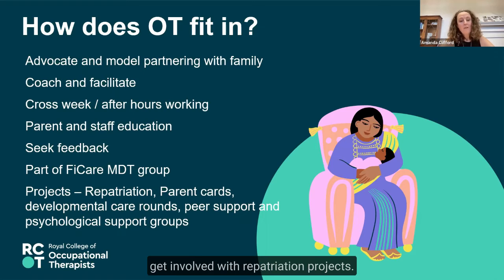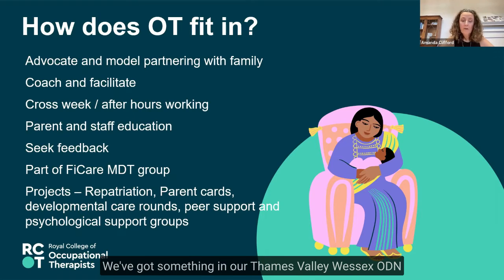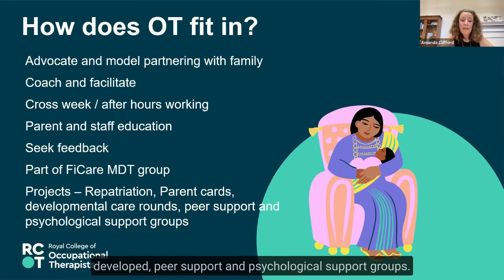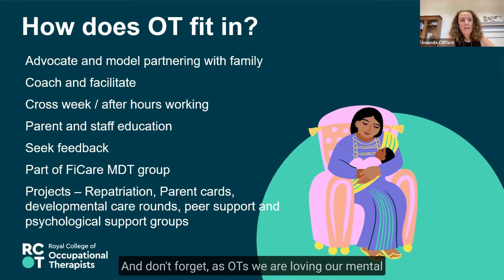So things like you can get involved with repatriation projects. We've got something in our Thames Valley Wessex ODN with the parent cards that we're working on. Getting involved at a network level is really important. There are already things going on outside of your unit, so have a look at that too, because that will influence where you're at. Developmental care ward rounds to be developed, peer support and psychological support groups. And don't forget, as OTs, we are loving our mental health skills. So utilize them, don't just think physical.